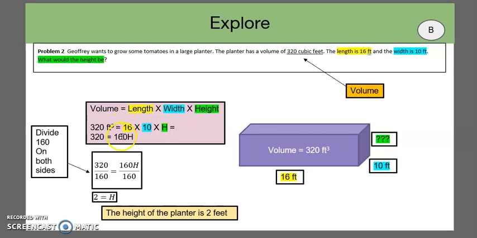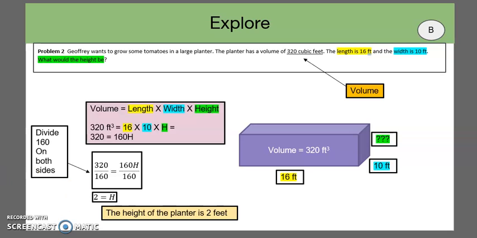16 times 10 gives us 160. We're going to bring down the h, and then we're going to bring down the 320. In order to have h by itself, we're going to have to divide 160 on both sides. When we do that, we can isolate and have h by itself. 160 divided by 160 gives us h, and 320 divided by 160 gives us 2. The height of the planter is 2 feet.